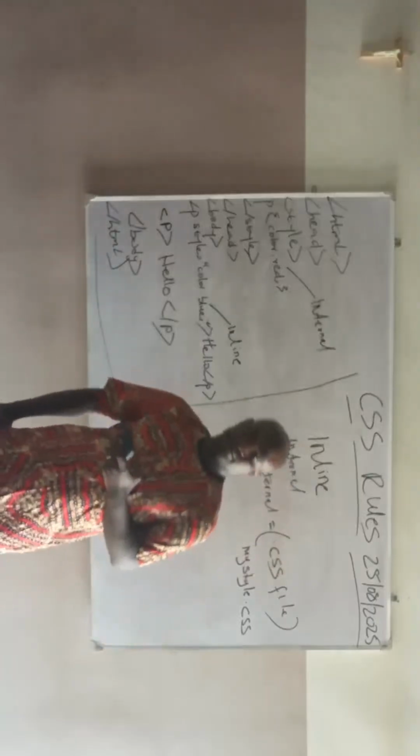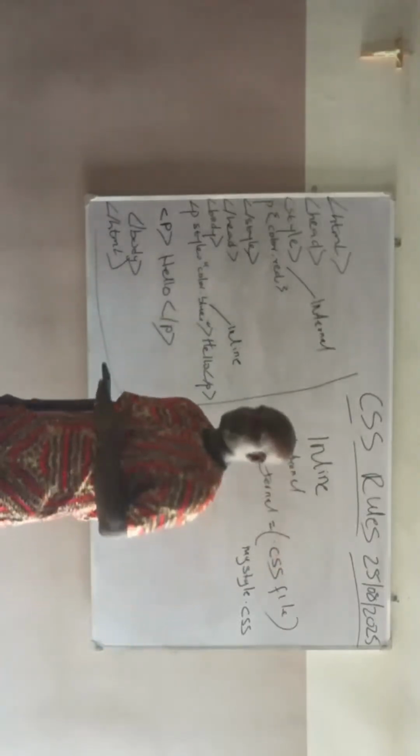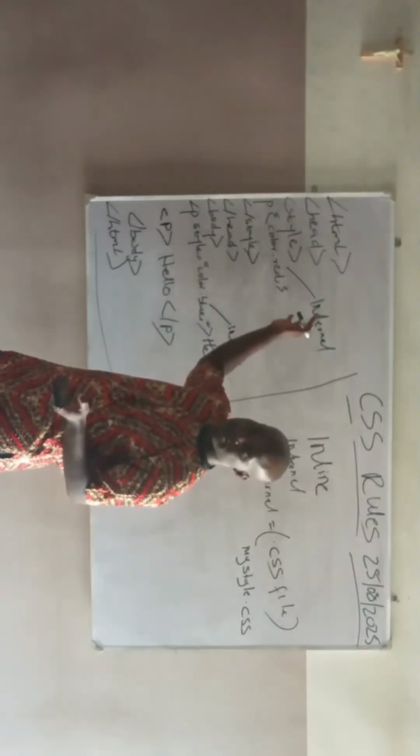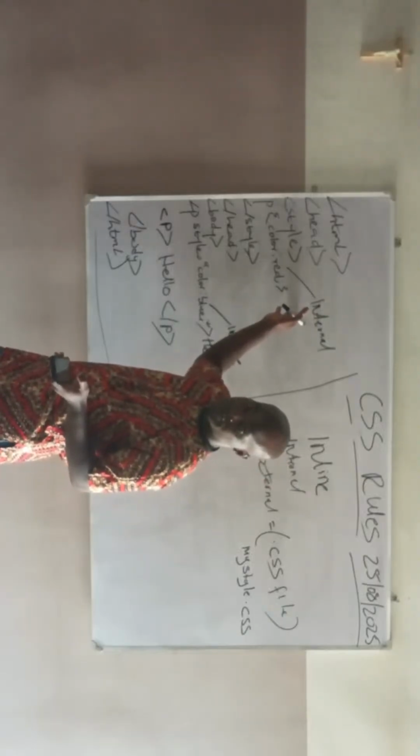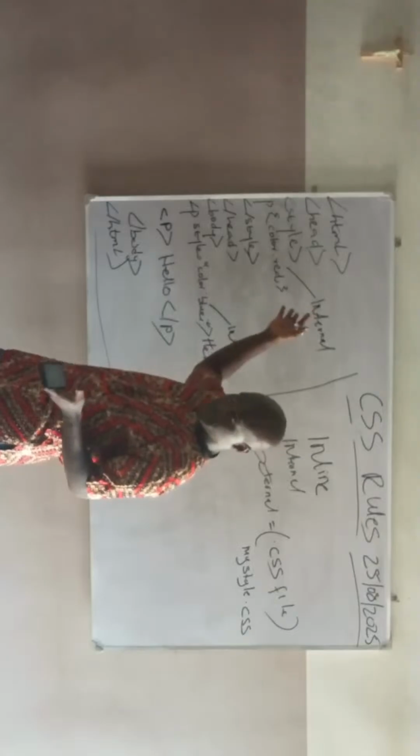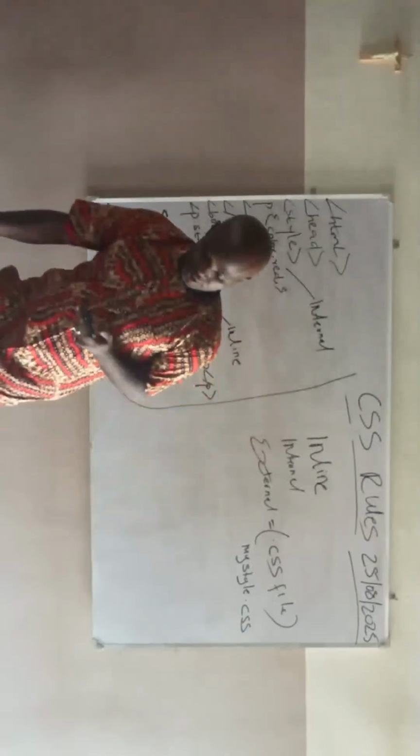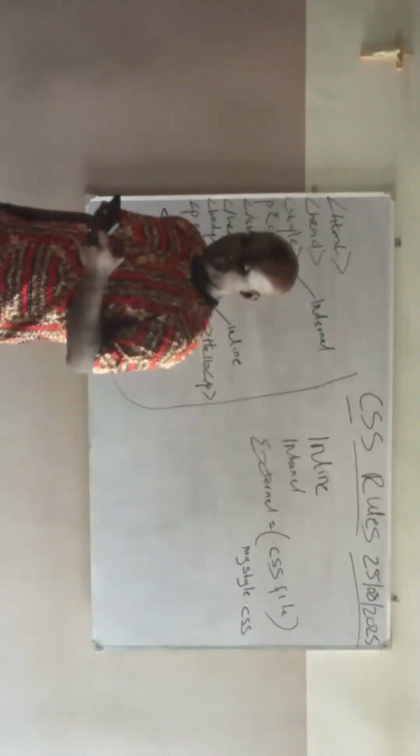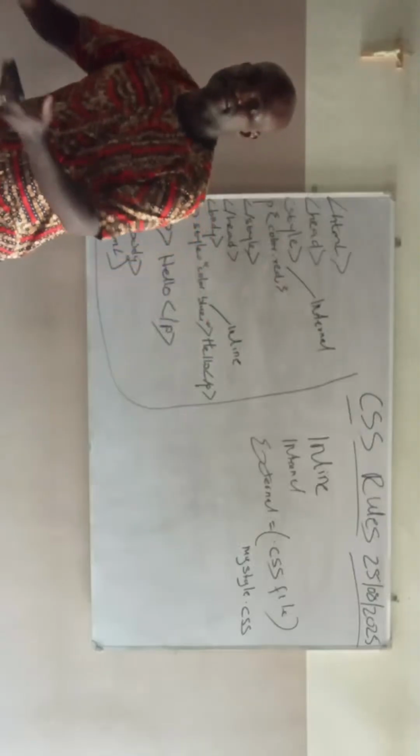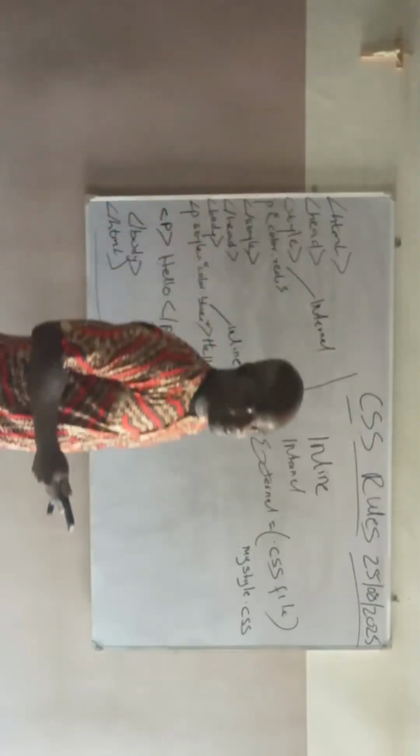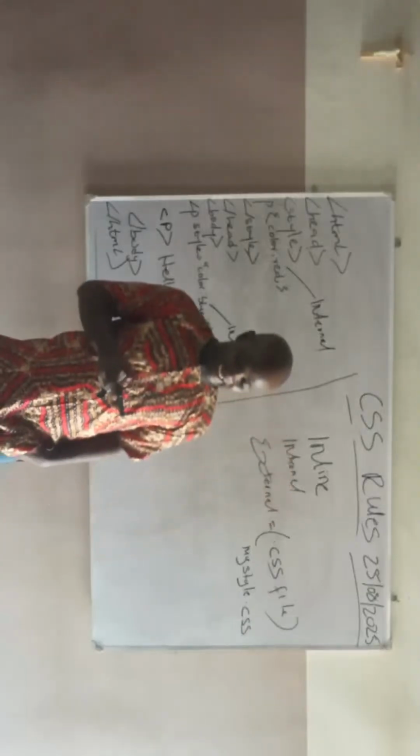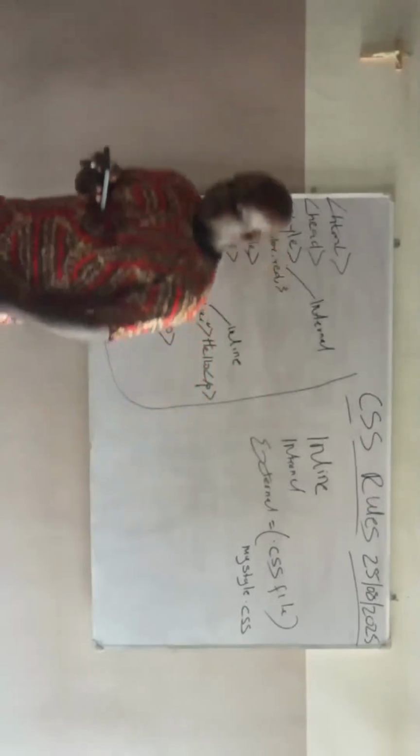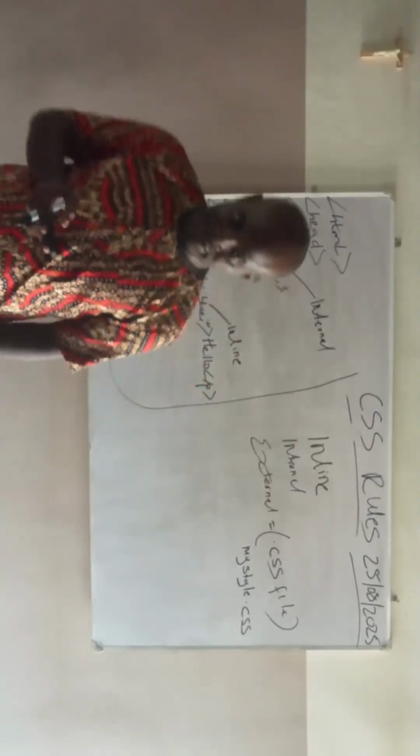Internal CSS. Didn't I explain that before? Simple definition: internal CSS means styling a particular HTML page. Let me give you a better definition. An internal style sheet may be used if one single HTML page has a unique style. An internal CSS should be used if one single HTML page has a unique style.